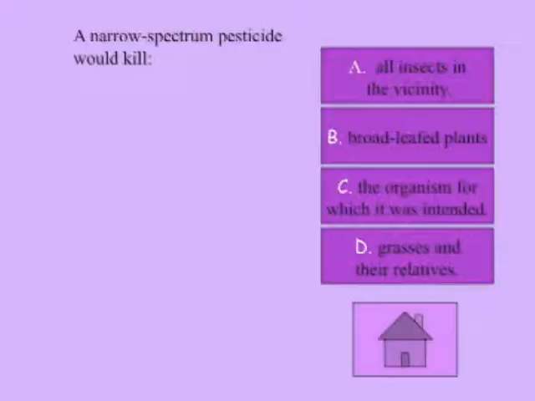Okay, the next category, pests for 100 points. A narrow spectrum pesticide would kill A, all insects in the vicinity, B, broad-leafed plants, C, the organism for which it was intended, or D, grasses and their relatives. Okay, you're right, C, and the answer is the organism for which it was intended.